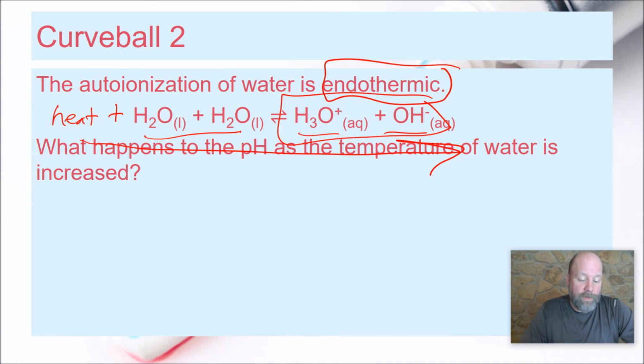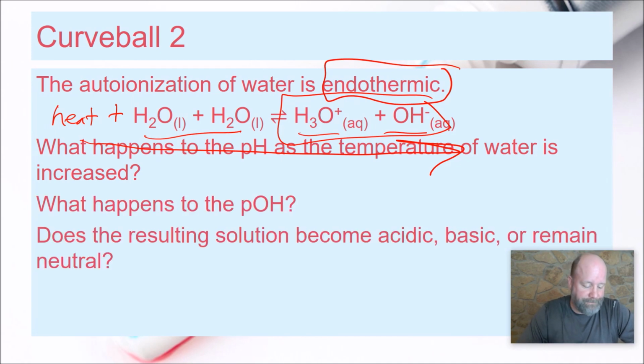So the pH of the water goes down. The pOH of the water goes down. And the solution, because they both go down, it doesn't become acidic when the pH goes down. It doesn't become basic when the pOH goes down, because they go down in exactly the same amount when we raise the temperature. So, of course, the solution remains neutral.